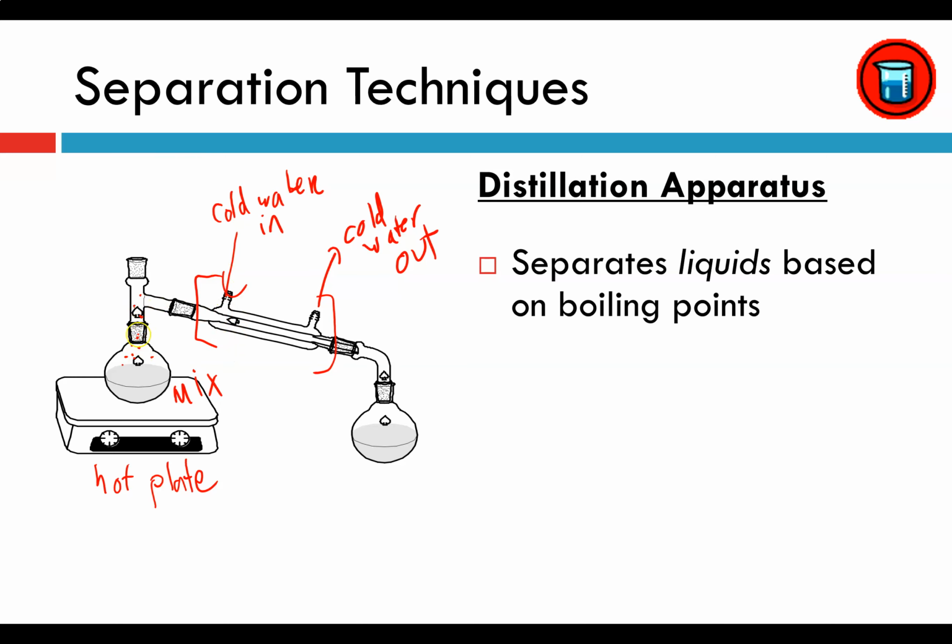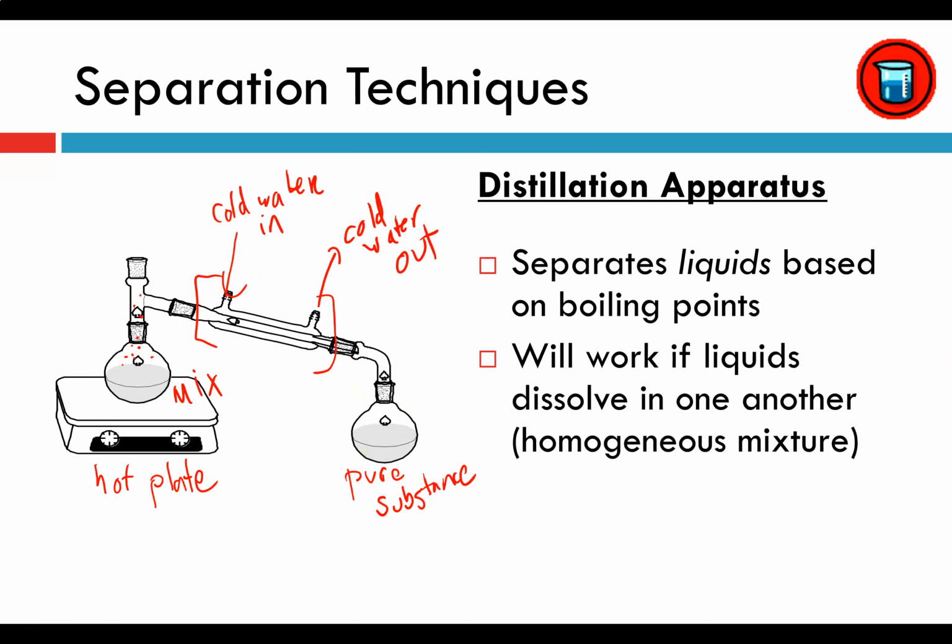And when that warm vapor touches the cold glass, it's going to condense, and then hopefully a pure substance, maybe in this case the alcohol, will be collected in the other flask. This is the way to separate a homogeneous mixture of two liquids. Heterogeneous, we would use the separatory funnel. If they do mix together, we can use the distillation apparatus.